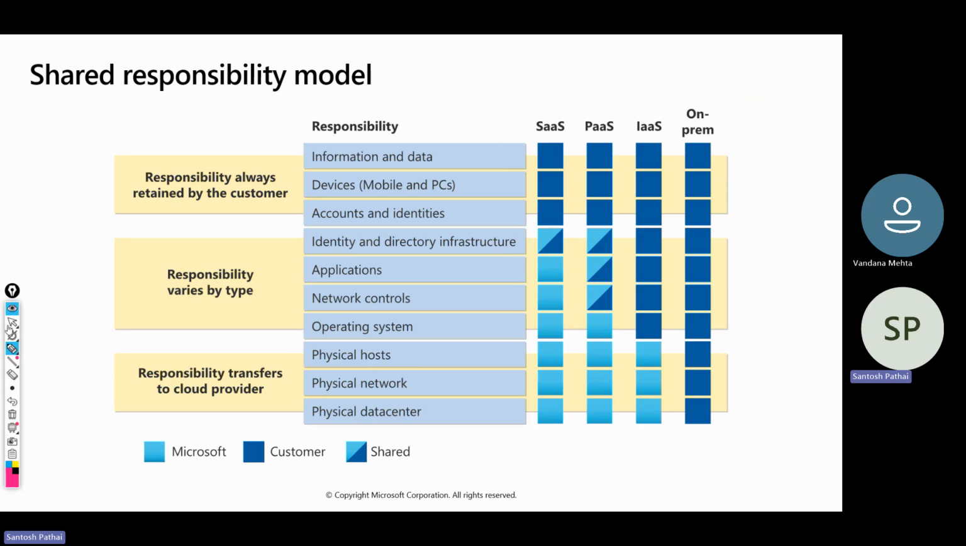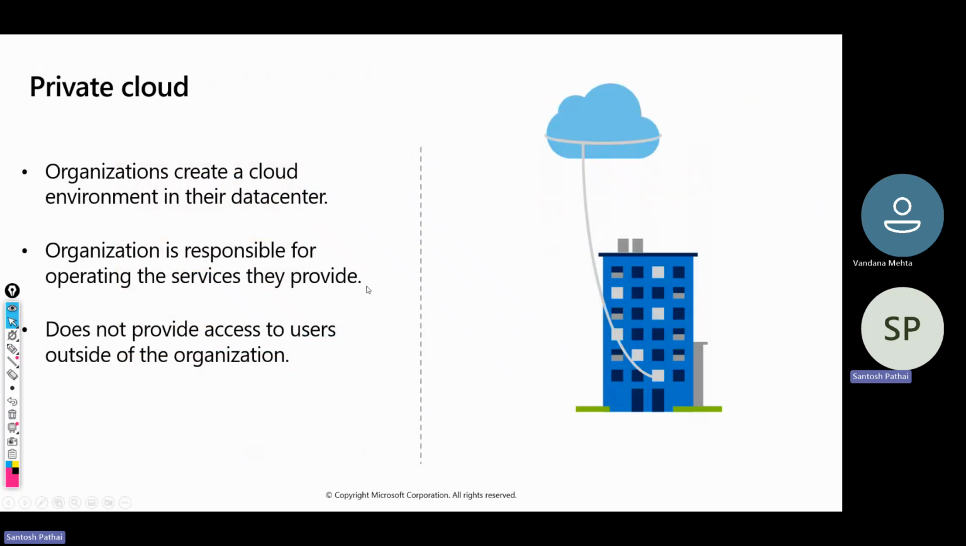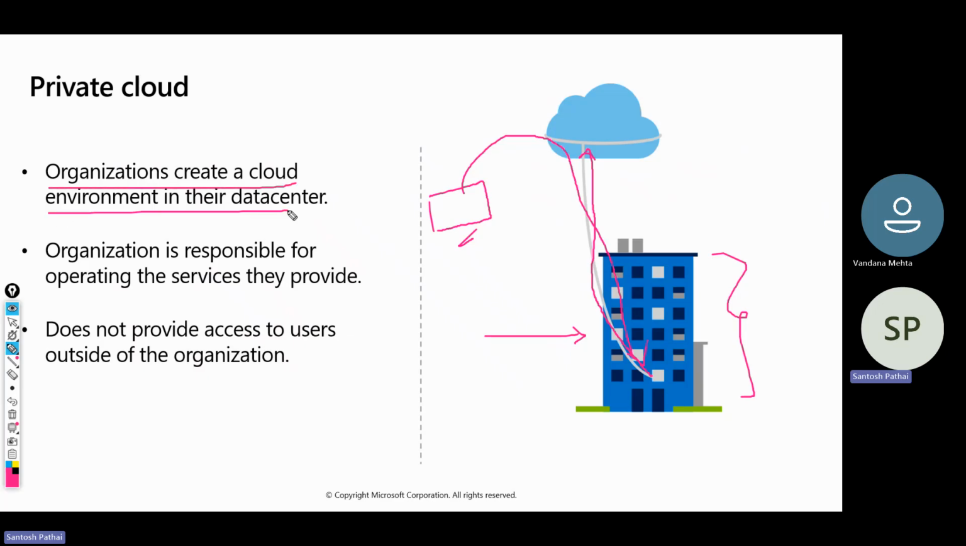When we say it is a private cloud, it means that organizations have set up their on-premise data center. It is a private data center, completely on-prem, completely in their house. Now they are publishing the services on the cloud, so users sitting at any location can access those services. Organizations create a cloud environment in their own data center, and the organization is only responsible for operating the services they provide, and it does not provide access to users outside the organization.